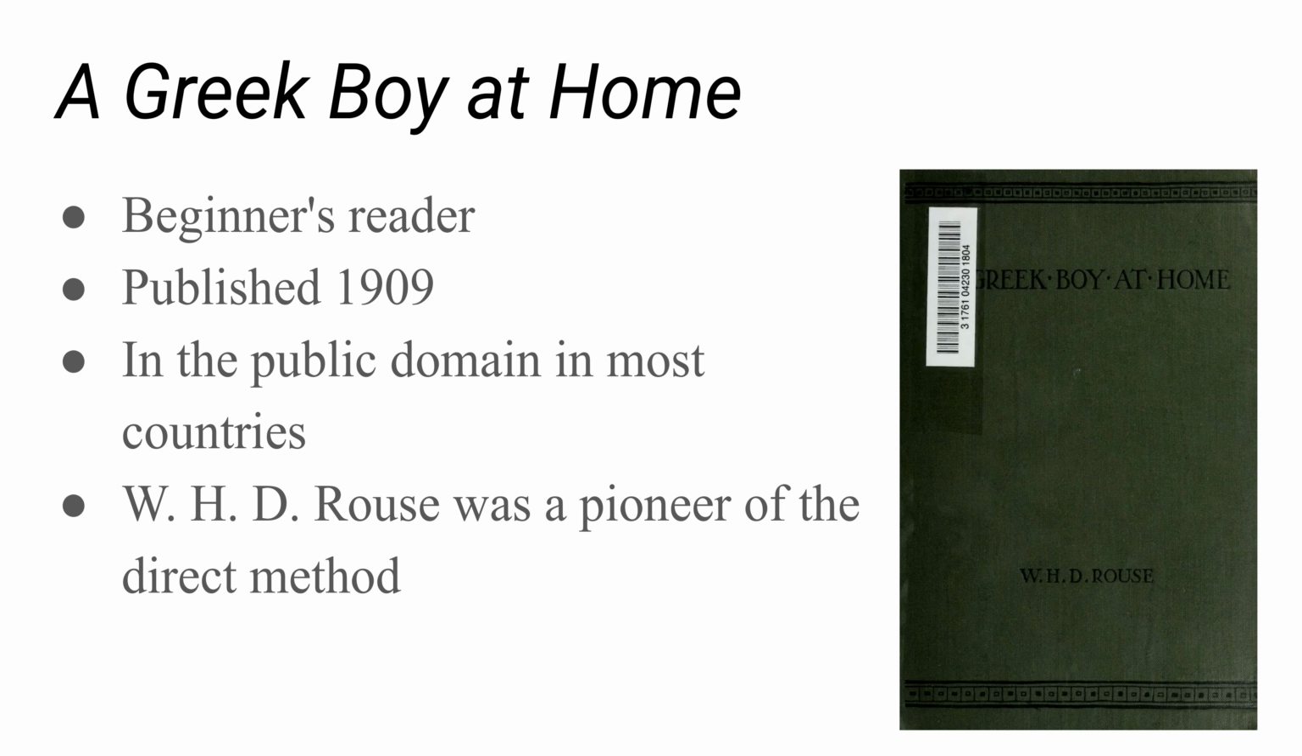The book A Greek Boy at Home is a beginner's reader written by W.H.D. Rouse. It was originally published in 1909, so it's in the public domain in most countries and thus freely available to most people. This is why I chose it over other more modern textbooks like Athenaze or Thrasymachos or Reading Greek. It's also worth mentioning that Rouse was a pioneer of the so-called direct method, which is teaching Latin using Latin and teaching Classical Greek using Classical Greek.